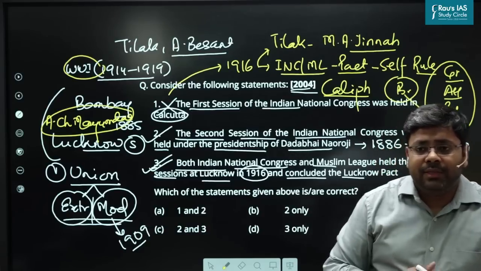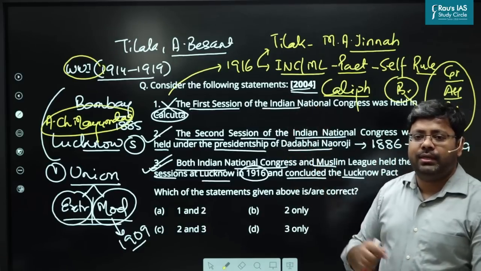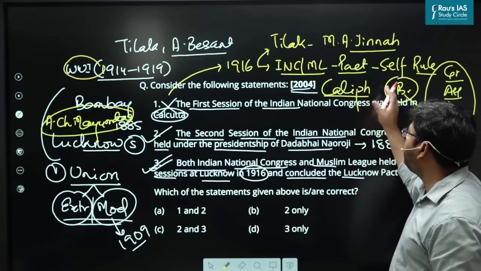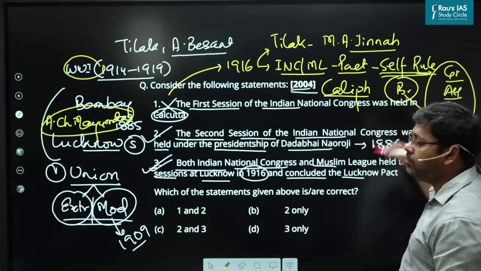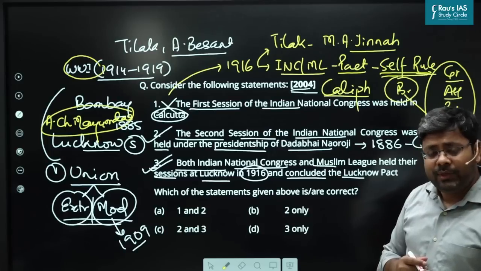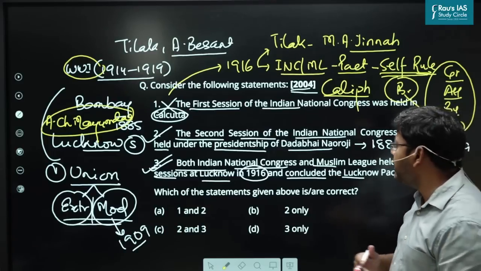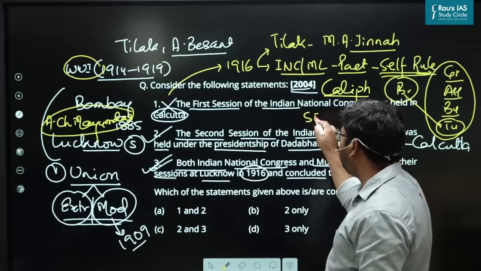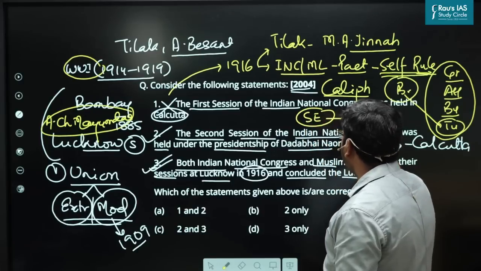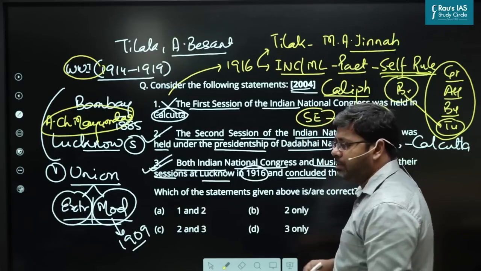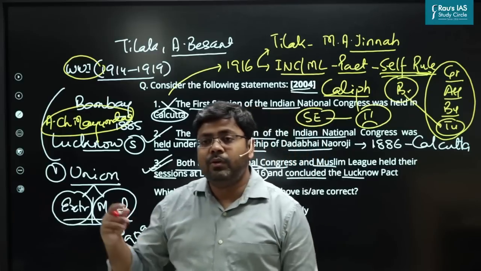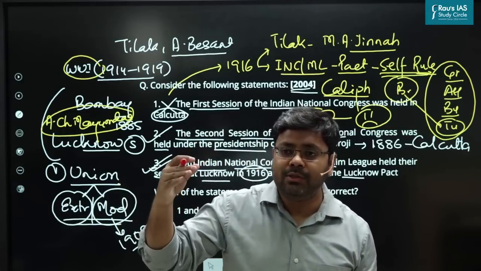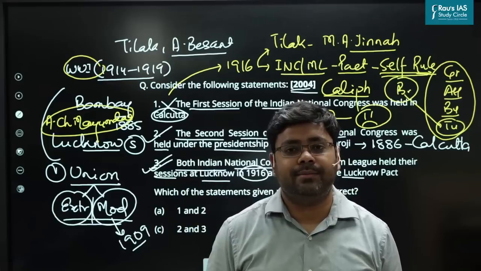Now, when this Congress League Pact was there, certainly both of them together demanded self-rule from the British. But at the same time, to get the compromise, Congress accepted the stand of Muslim League on separate electorate, and that proved to be a disaster. Because accepting separate electorate would be giving legitimacy to the communal politics of Muslim League.